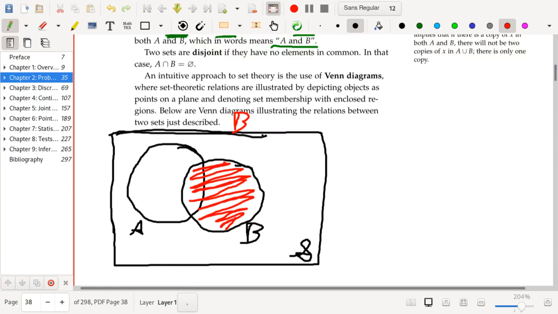Now, let's go back to some of these other potential relationships, such as A or B, or A union B. This seems like a fancy feature. No, it doesn't work that way. So I need to get rid of that red region.